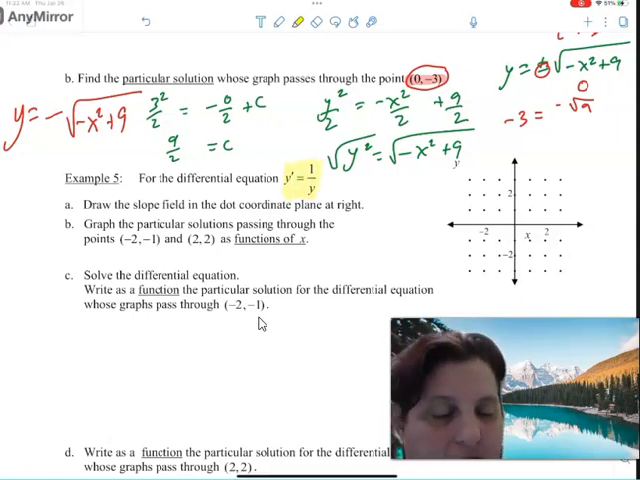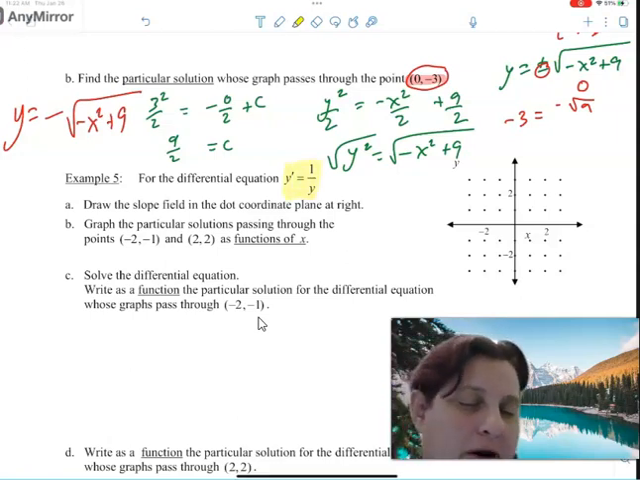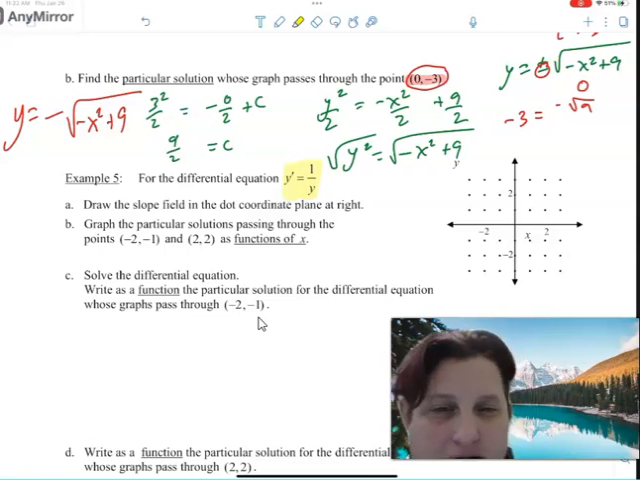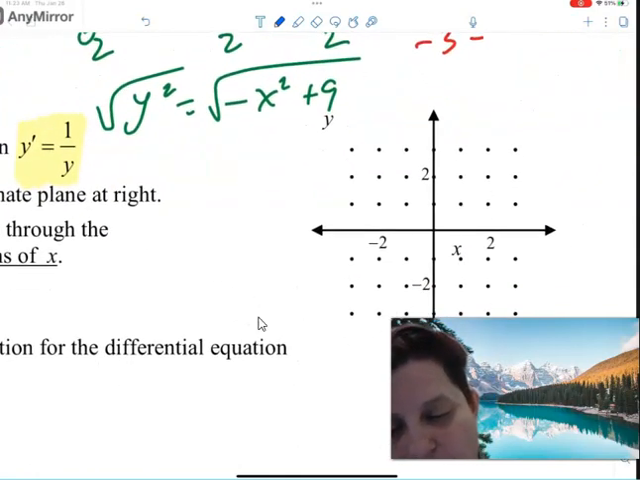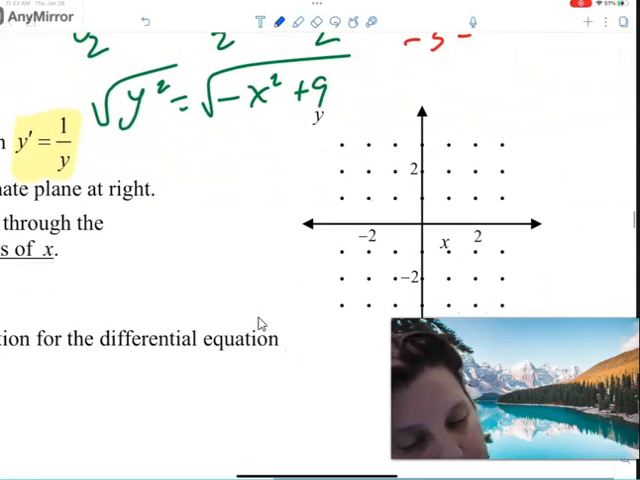Do you see that it only matters what the y-coordinate is? It doesn't matter what the x-coordinate is because it's all defined in terms of y. So I'm going to be smart about this. So the differential is 1 over y. Okay.